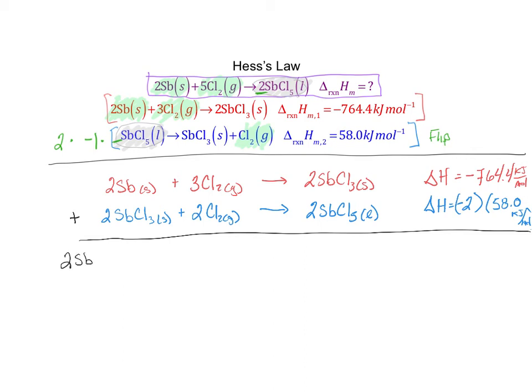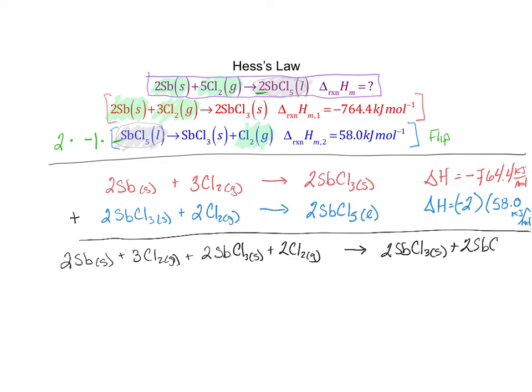So now, if I add these reactions together, I get 2 antimony solid plus 3Cl2 gas plus 2SbCl3 solid plus 2Cl2 gas goes to form 2SbCl3 solid plus 2SbCl5 gas. And I'm going to worry about the delta H's in a minute.